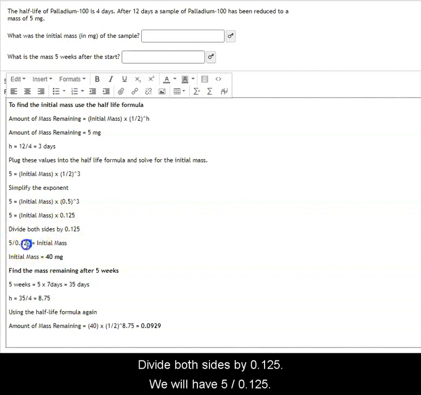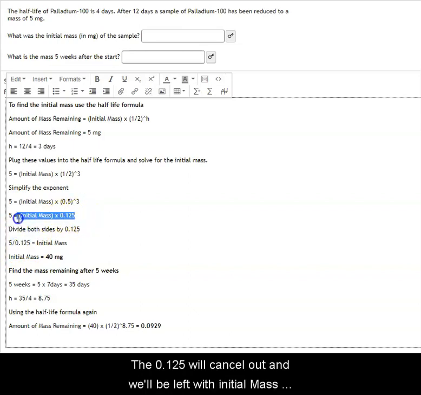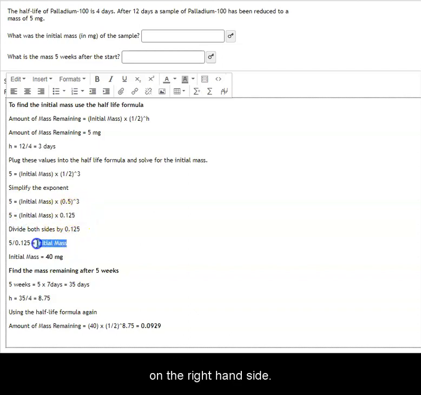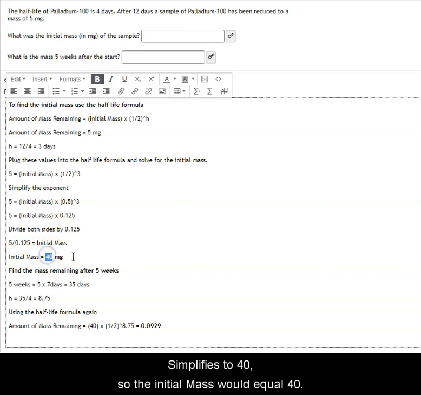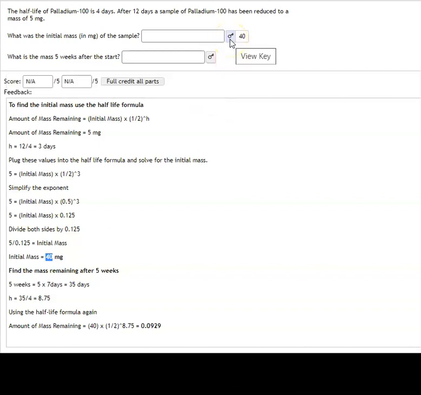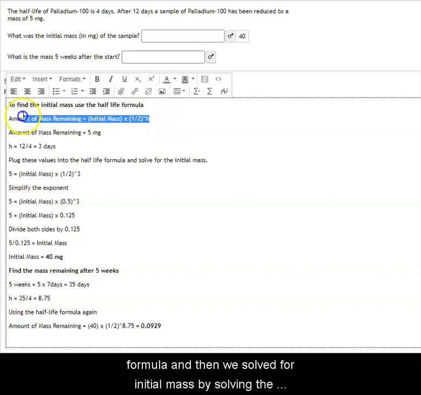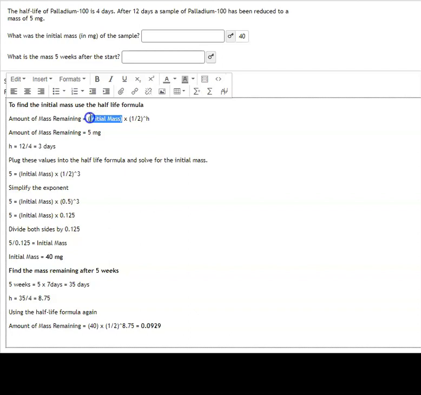We'll have 5 divided by 0.125 equal to this thing divided by 0.125. The 0.125s will cancel out and we'll be left with initial mass on the right-hand side. So 5 divided by 0.125 simplifies to 40. So the initial mass would equal 40 milligrams. That's the answer to the first question, and we can see by clicking on the key that that's the correct number. So we plugged the known information into the half-life formula, and then solved for initial mass, treating it like the unknown.